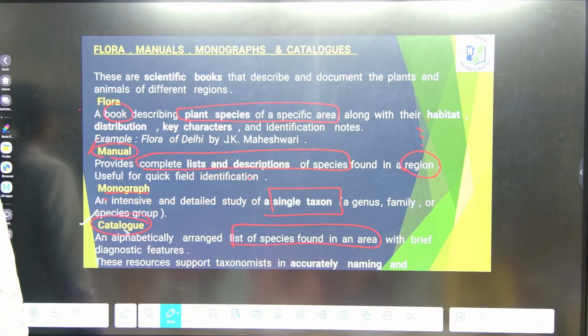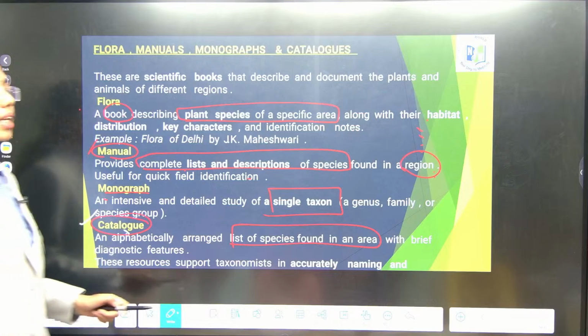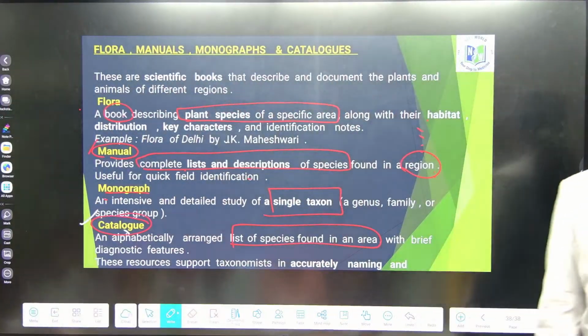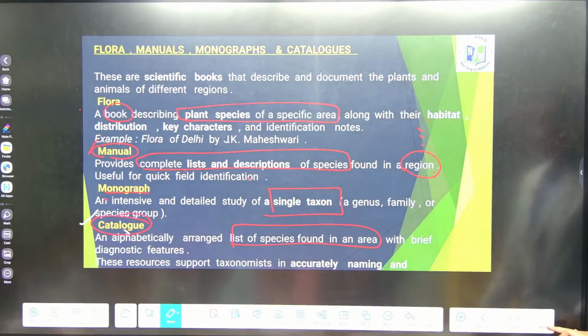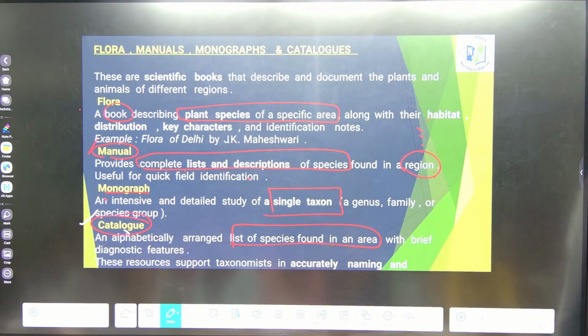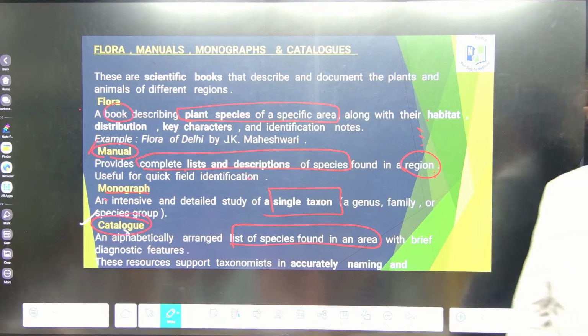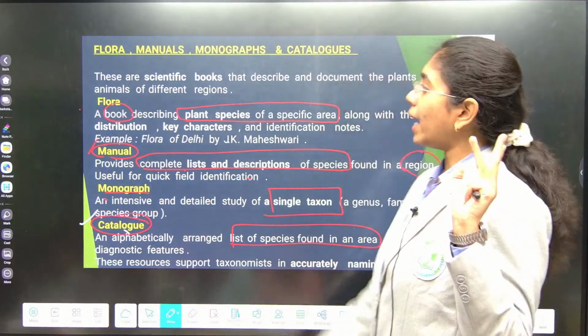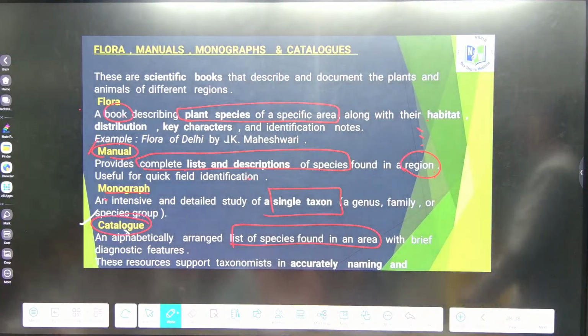Catalog. This we can expect in a match the following type of question in your EAPCET, not in NEET, according to the new syllabus. This is the complete information about taxonomic aids. We have learnt about herbaria, botanical gardens, zoological parks, museums and flora, manuals, monographs and catalogs. From biological classification, that is the next chapter.